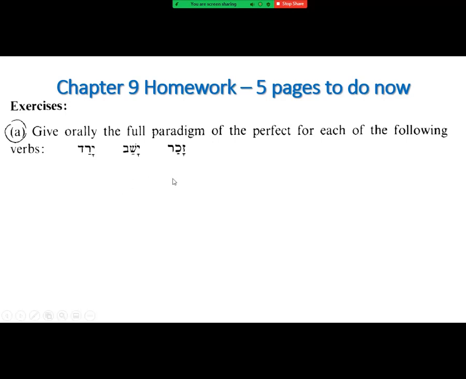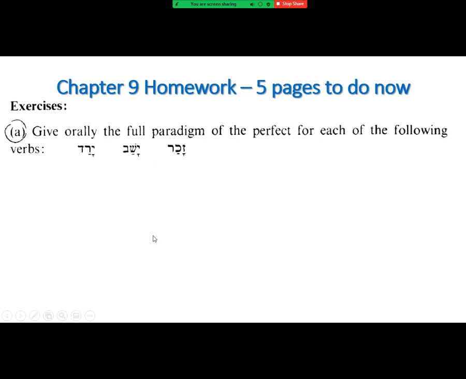And so we have the word yarad. Yarad is to descend. We have yashav, which is to dwell or to sit in place. And then try to remember this one. I can't remember what it is. Just kidding. That's zakar, which means to remember.